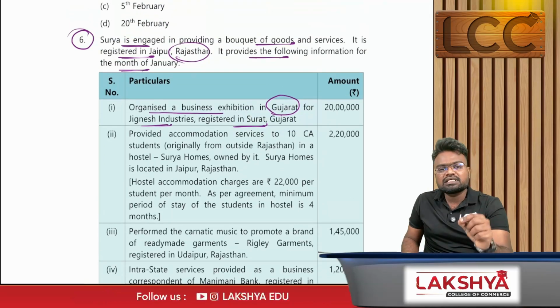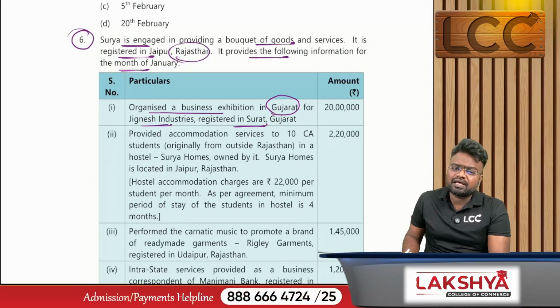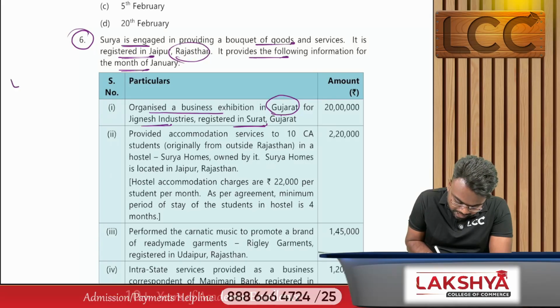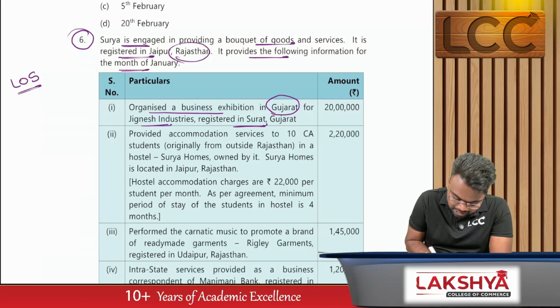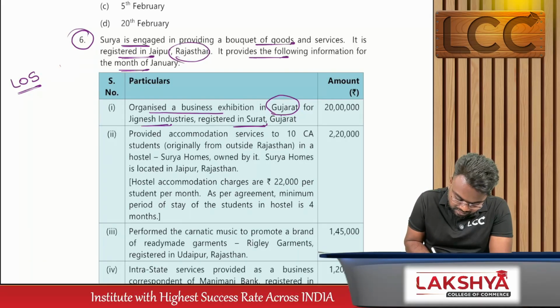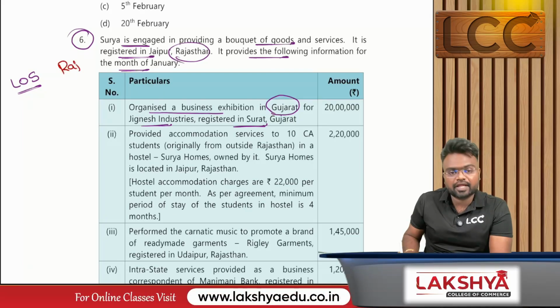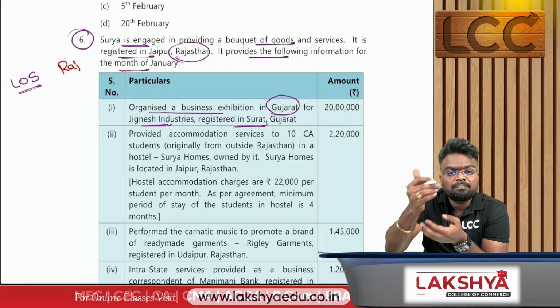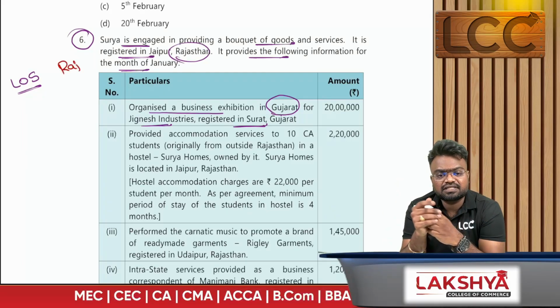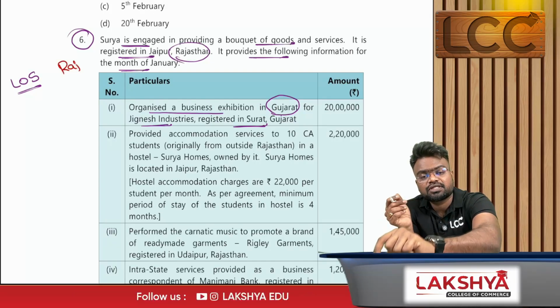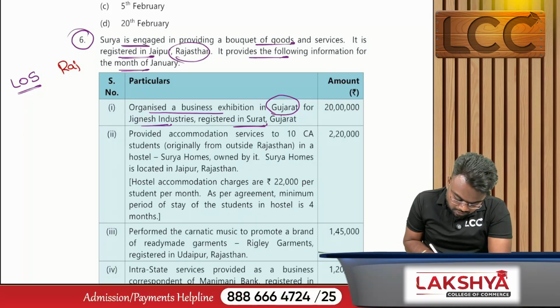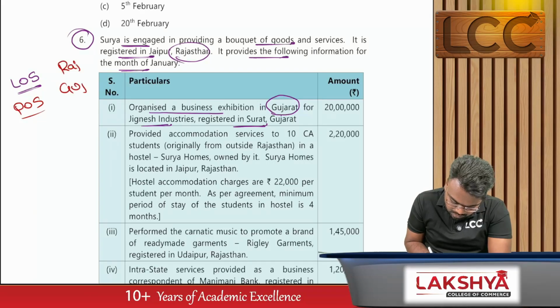First, tell me who is the supplier here. The supplier is Surya. So, location of supplier. What is the location of supplier? That is Rajasthan. Okay, now next, here we provided exhibition services. Where we provided that exhibition? In the state of Gujarat. So tell me, what is the place of supply? Place of supply is Gujarat.